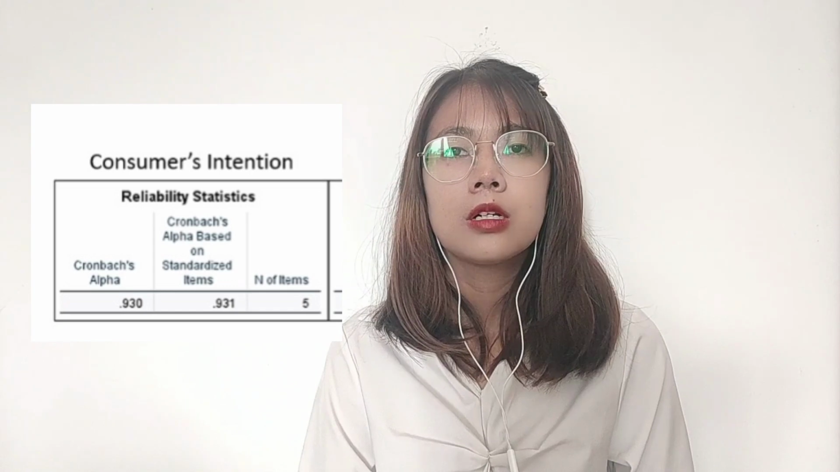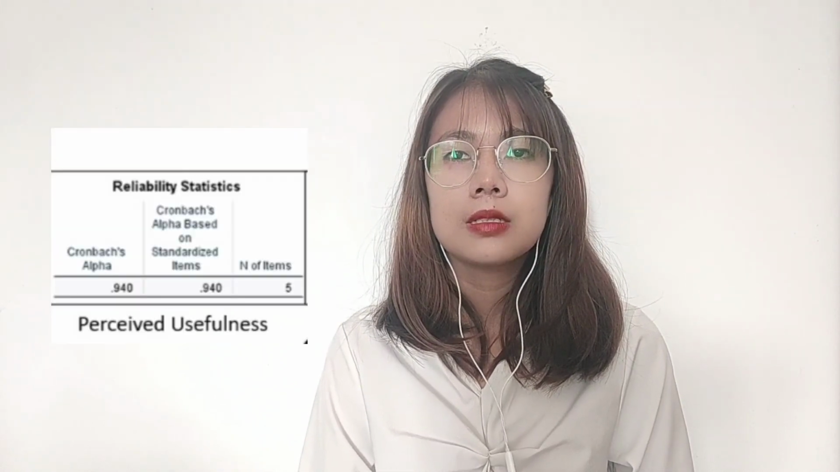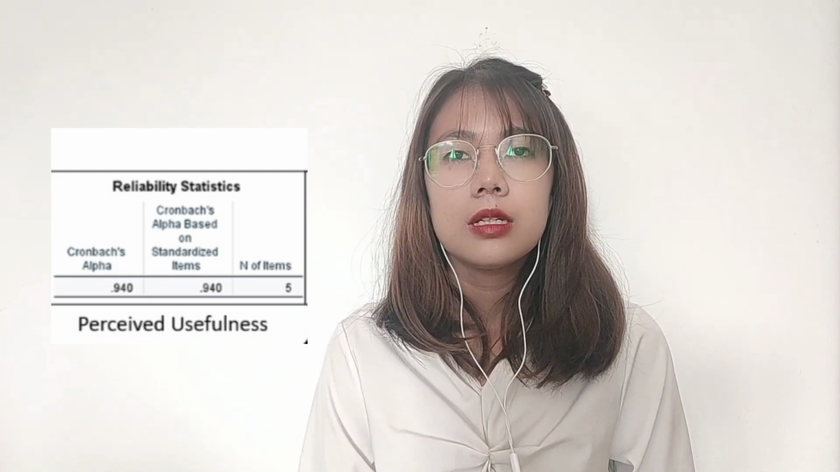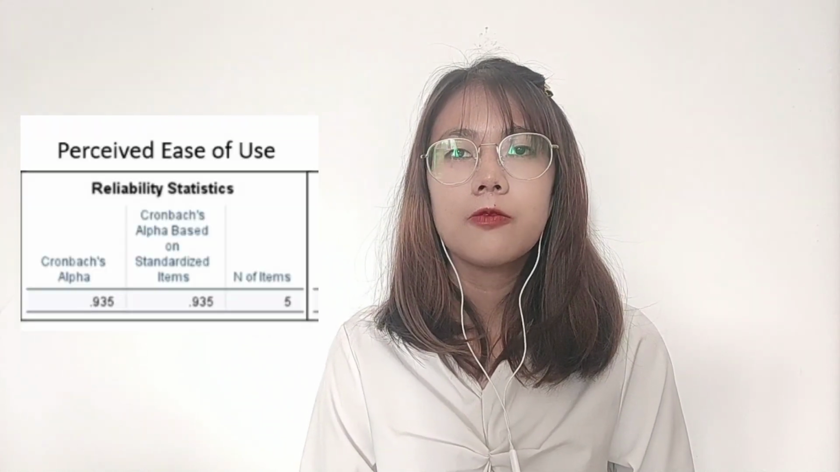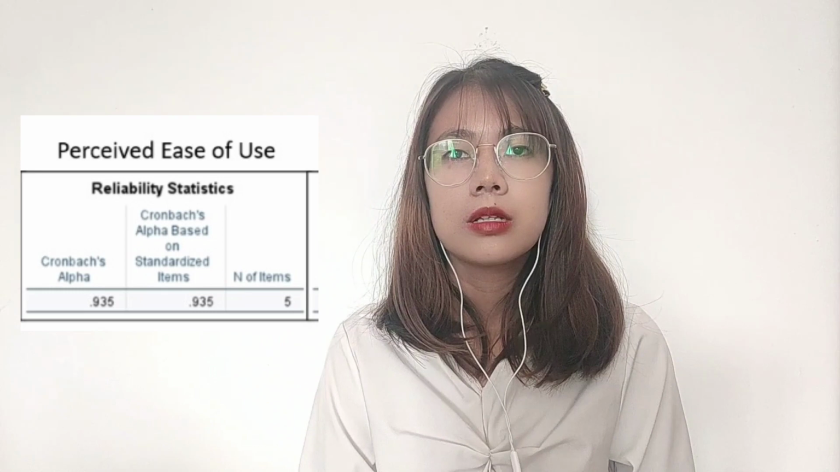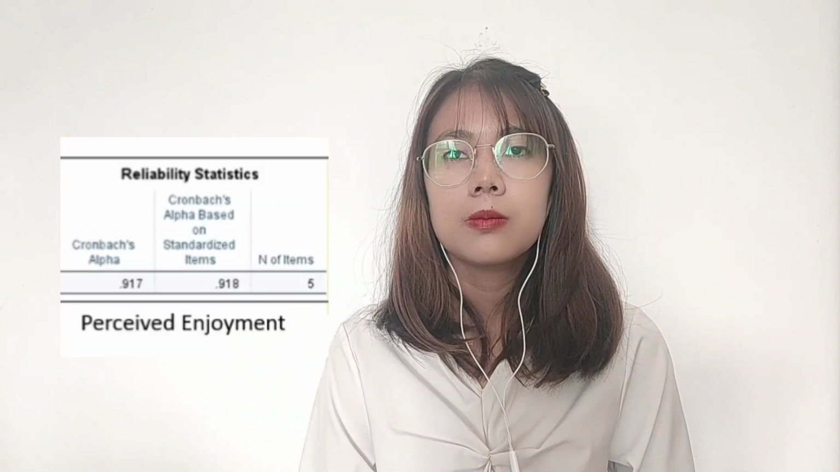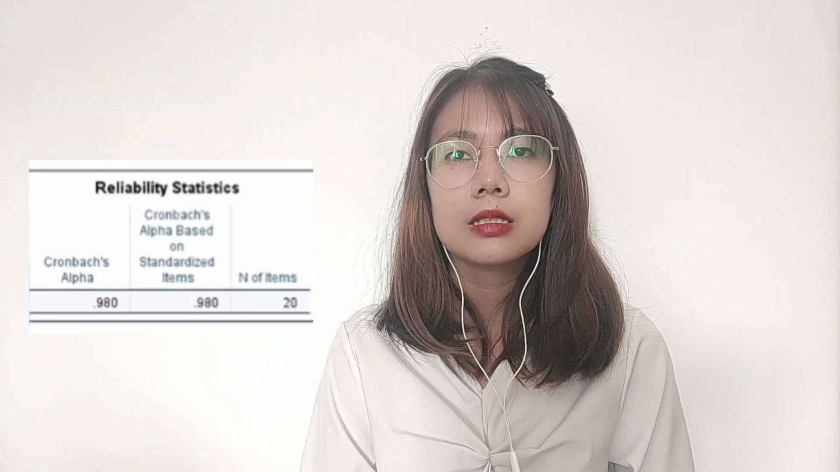The pilot test result Cronbach's alpha of consumer intention is 0.930. Second, pilot test result Cronbach's alpha of perceived usefulness is 0.940. Thirdly, the perceived ease of use pilot test comes with Cronbach's alpha of 0.935 and perceived enjoyment Cronbach's alpha pilot test is 0.917. The pilot test total variable Cronbach's alpha is 0.980. In general, an excellent level of reliability result is above 0.9, and the pilot test overall is considered reliable with the questions created.